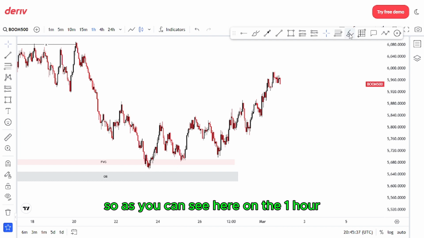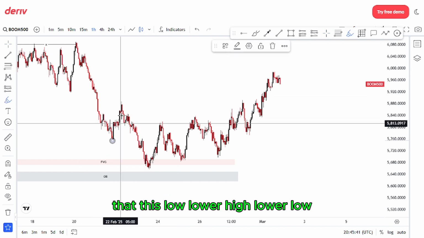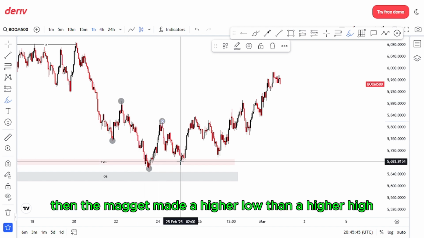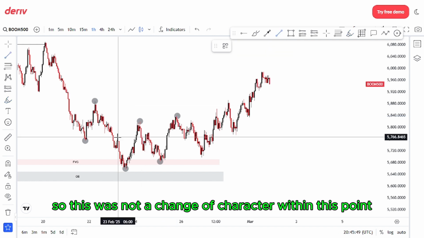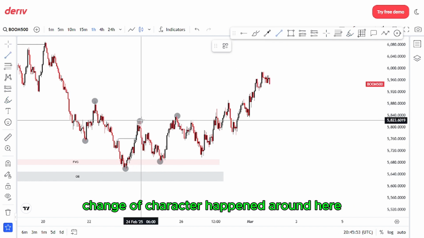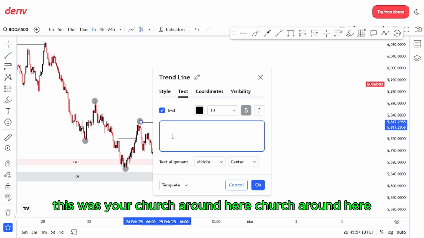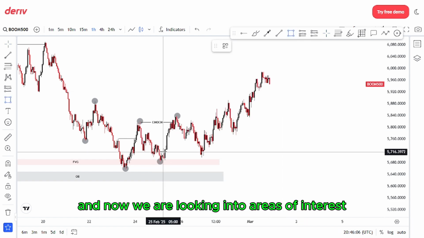So as you can see here on the 1 hour, you can see that the market was pushing down internally. We had this low, lower high, lower low, lower high, then the market made a higher low, then a higher high. So this was not a change of character within this point. This was not a change of character. Change of character happened around here. This was when you got your change of character. This was your CHoCH around here, CHoCH around here, and now we are looking into areas of interest.